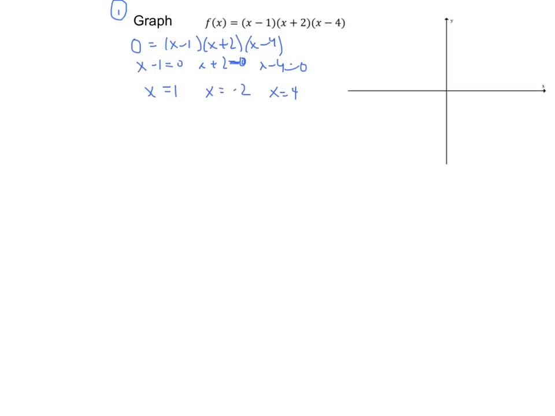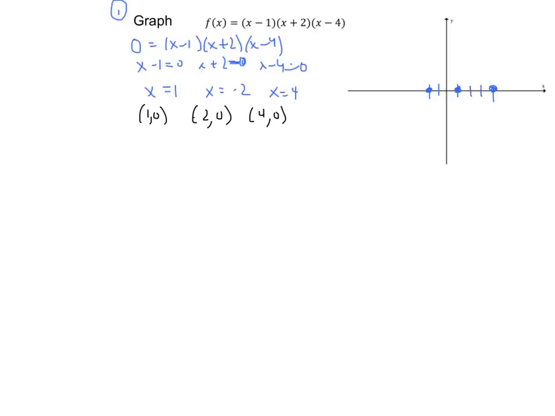Now, what's the point of that? Why did we do that? Well, because the zeros tell us something about the x-intercepts. This tells us that the x-intercepts would be (1, 0), (negative 2, 0), and (4, 0). So right away, we know something about our graph. We know that it has to go through the point (1, 0), the point (negative 2, 0), and the point (4, 0). We already know our x-intercepts.